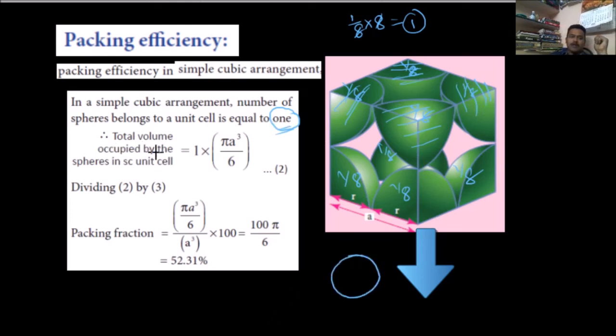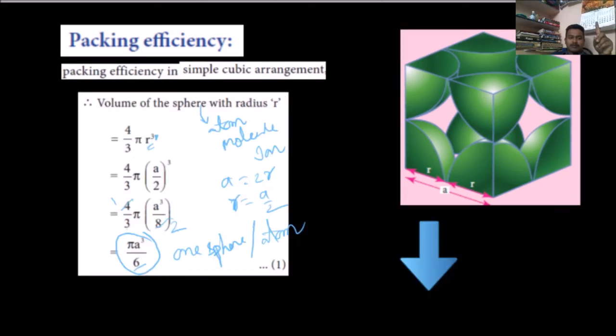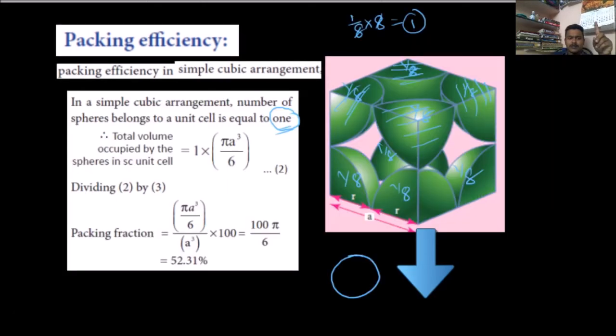So the total volume occupied by the spheres in the simple cubic unit cell, containing the effective number of atoms. You have to say this is the effective number of atoms in a unit cell. You should not say 1, 2, 3, 4, 5, 6, 7, 8 atoms are there in the simple cubic unit cell. You have to say effectively only one atom is there. From the last slide, the volume of one sphere is πa³ by 6. How many atoms are there? One atom in a simple cubic system.